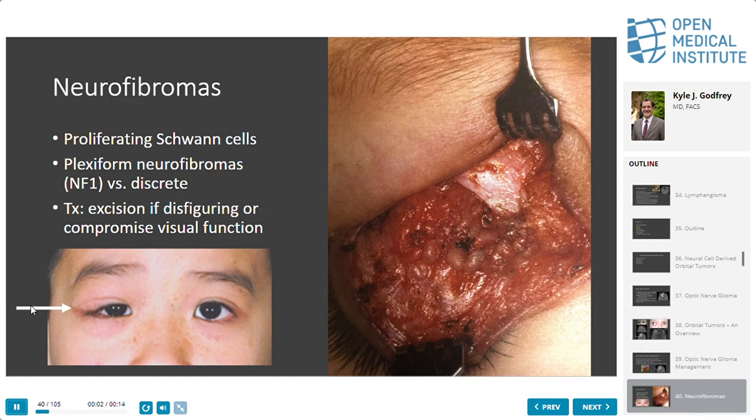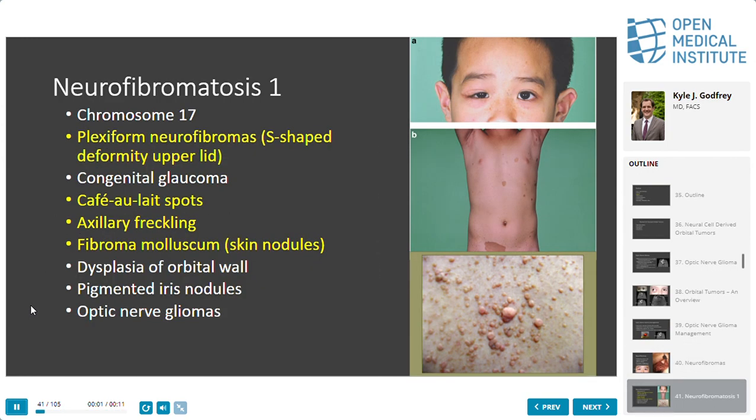Neurofibromas, another common type of orbital lesion. These are presenting most commonly in neurofibromatosis and classically in the upper eyelid with this sort of S-shaped deformity. You can sort of see that sinusoidal shape of the eyelid. If you see a patient in your clinic with these classic characteristics of neurofibromatosis, this is a disease that touches many of our subspecialties within ophthalmology.